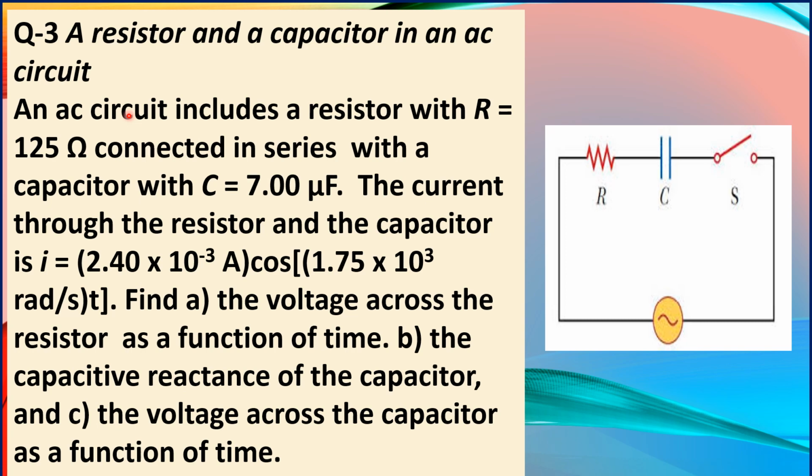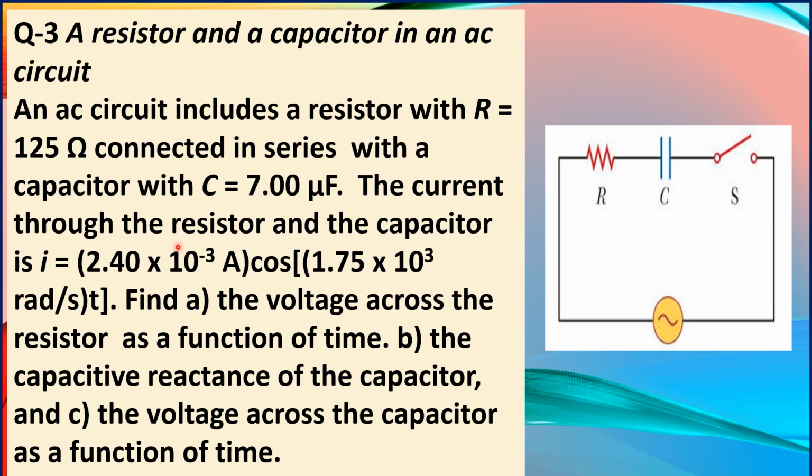So our last question, question number 3, which is about a resistor and a capacitor in an AC circuit, just like what is shown in this circuit diagram. So an AC circuit includes a resistor with capital R equal to 125 ohms connected in series with a capacitor whose value is equal to 7.00 microfarad.